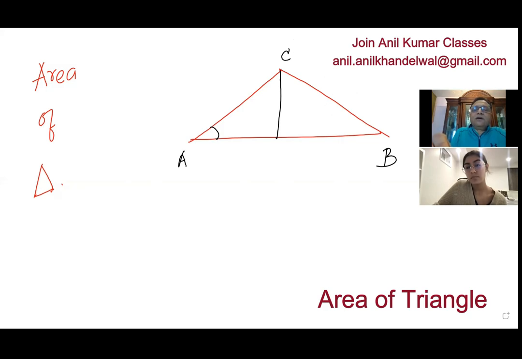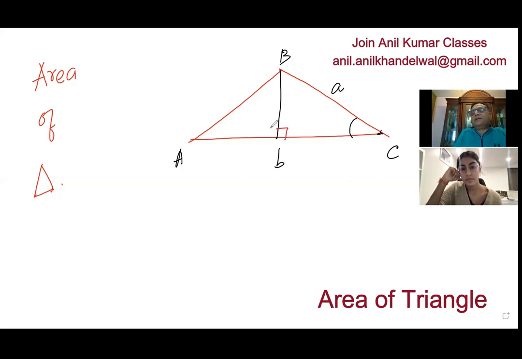I'll redraw it. I want to use AB sine C. Side, this is A for us, and it doesn't really matter. So AB, we are using this angle. So what is the area of a triangle? Area of a triangle is half base into height.